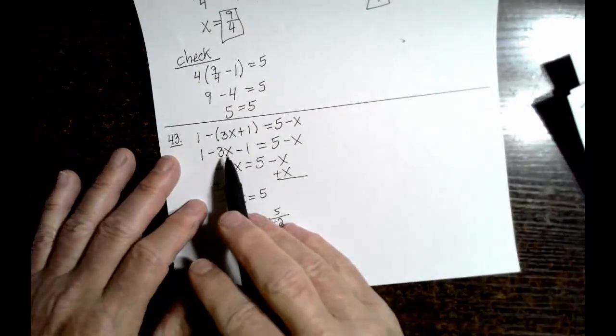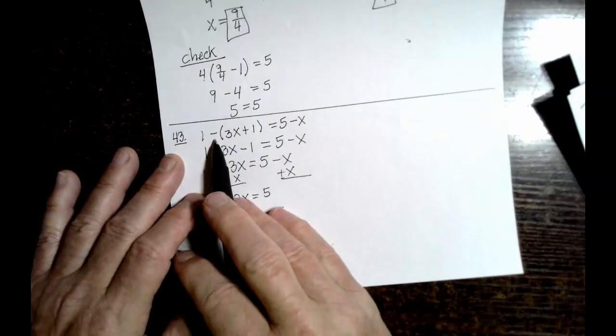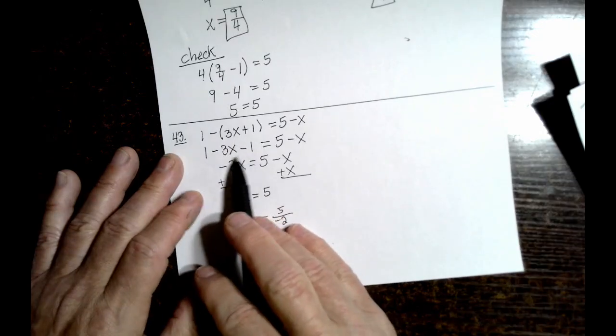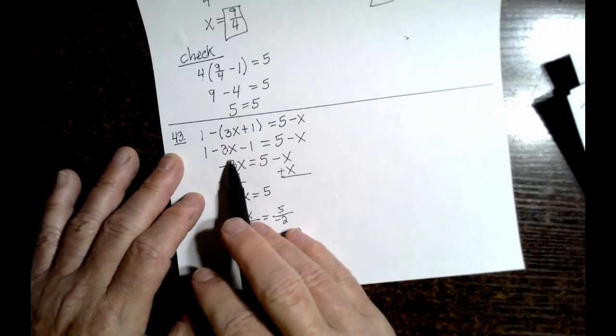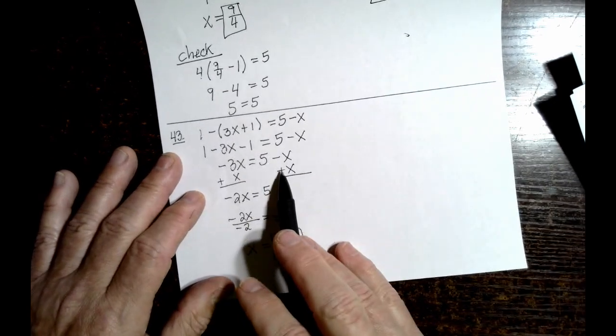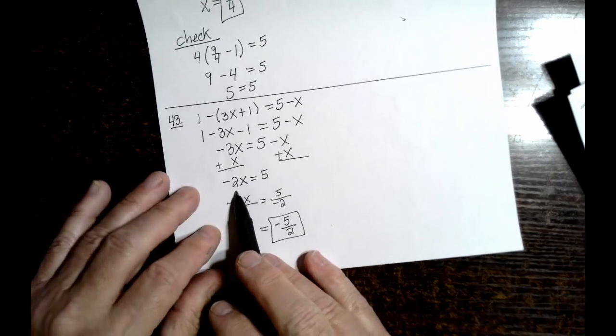Okay, so 43 is just like question 2 on your homework assignment. So you're going to distribute that negative sign. And 1 minus 1 is nothing, so you just get minus 3x. Okay, and then you're going to add x and divide by negative 2.